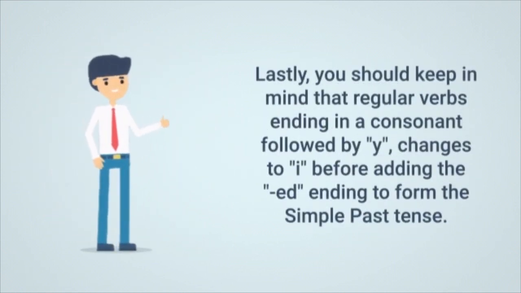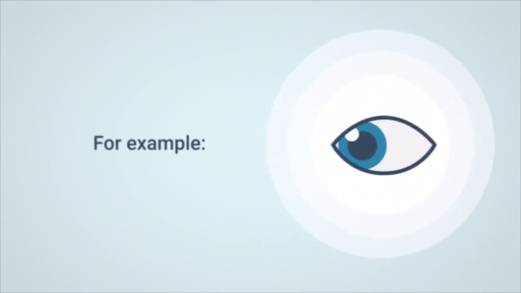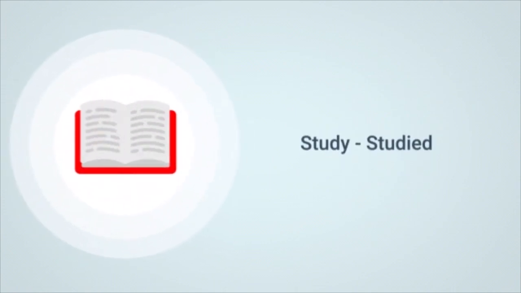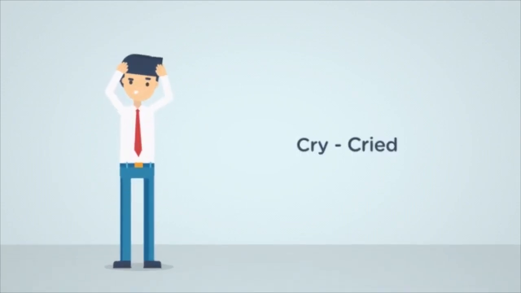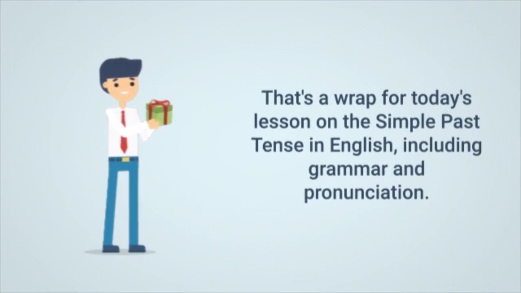Lastly, you should keep in mind that regular verbs ending in a consonant followed by y change the y to i before adding the ed ending to form the simple past tense. For example, study. Studied. Cry. Cried. That's a wrap for today's lesson on the simple past tense in English, including grammar and pronunciation.